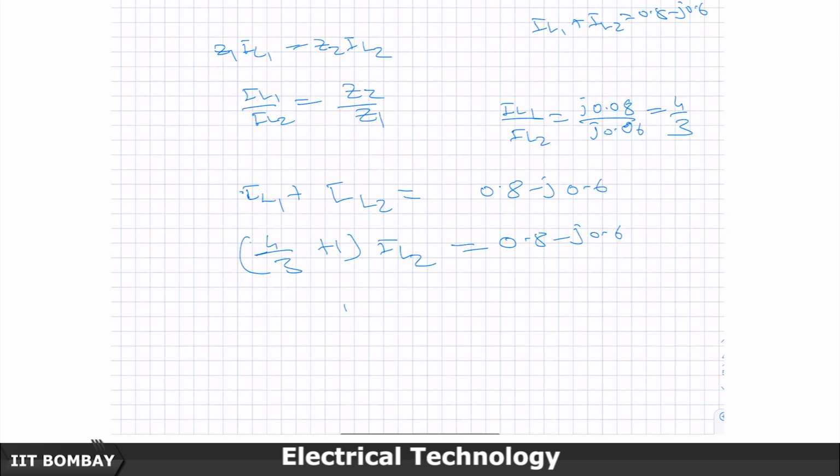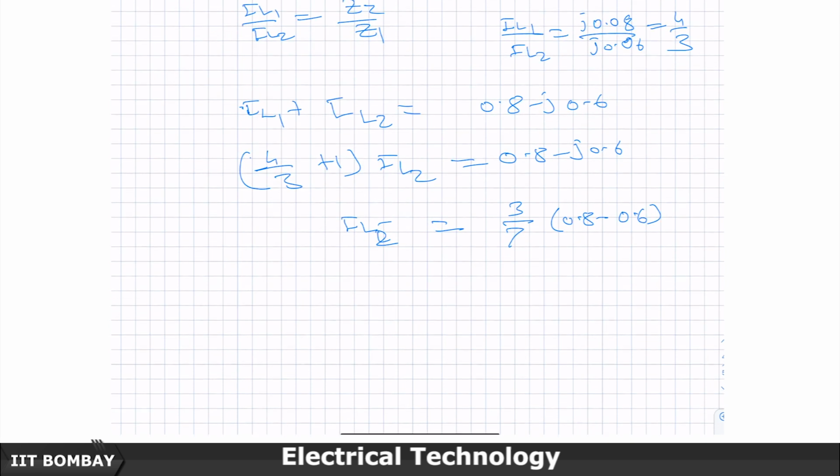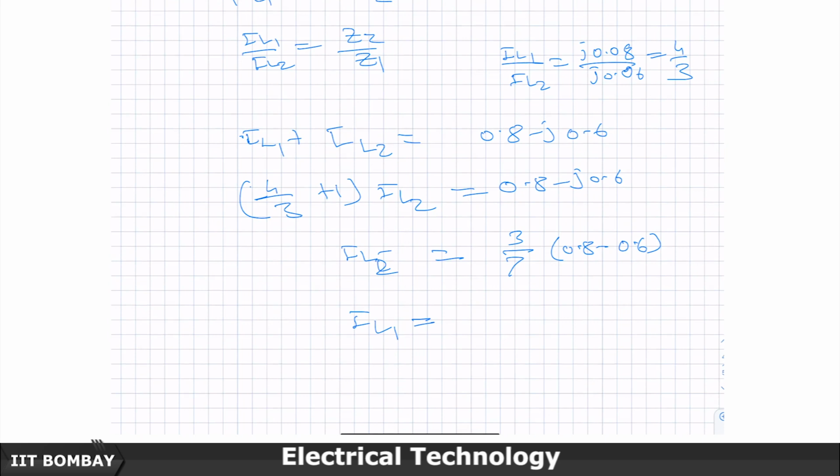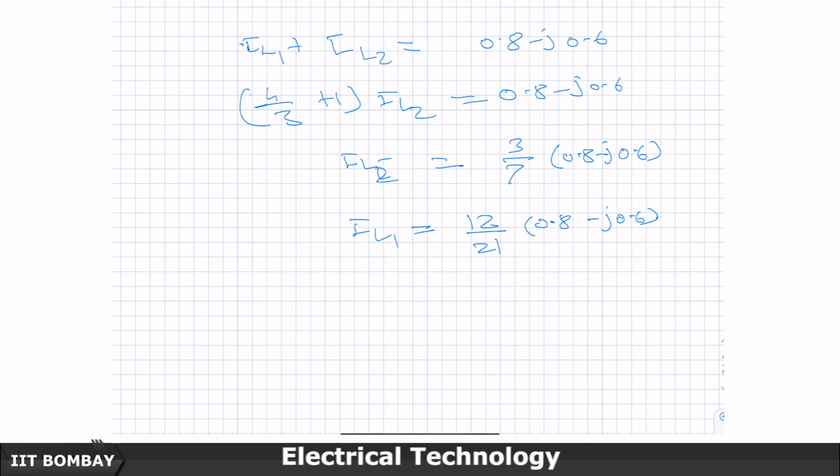So, 7 by 3 IL2 is equal to 0.8 minus j0.6. IL2 is going to be equal to 3 by 7 of (0.8 minus j0.6), and IL1 is 4 by 3 times this, so 12 by 21, that is 4 by 7 of 0.8 minus j0.6. So now it should be clear to you.